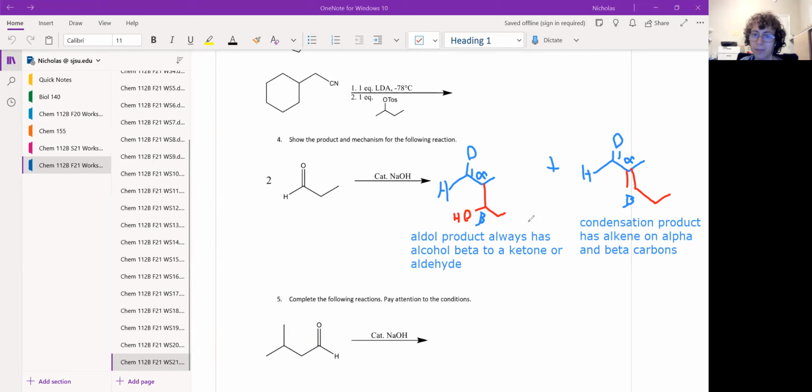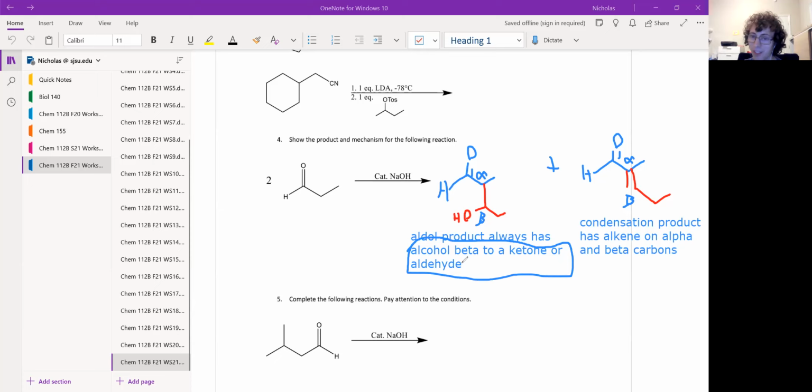So these are some things that I think are important to keep in mind, because if you remember that the aldol product has this characteristic, it has an alcohol beta to the aldehyde or the ketone, and then the condensation product has an alkene. It's similar to the malonic ester and acetoacetic ester problems from before, where the product always has acetic acid or it always has acetone. So you could always just, before even doing the question, have an idea of what it should look like. Like, you know some part of the structure.